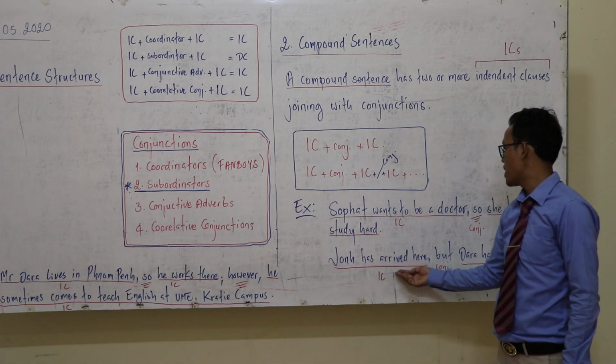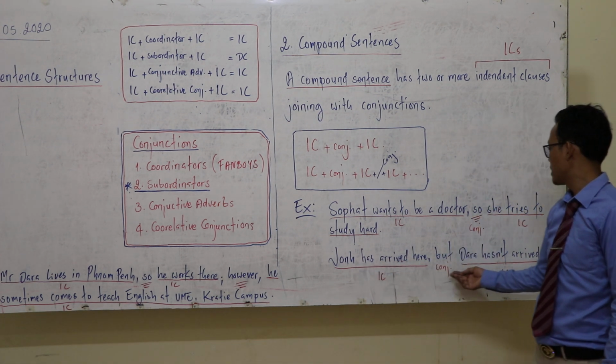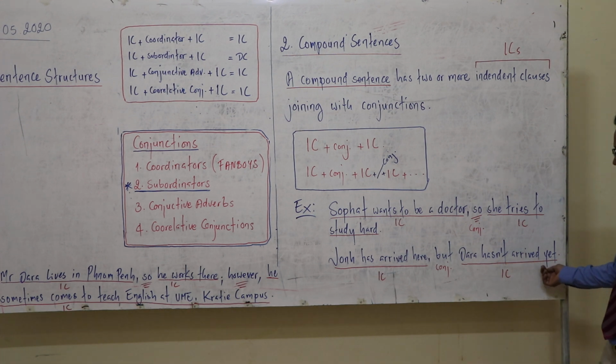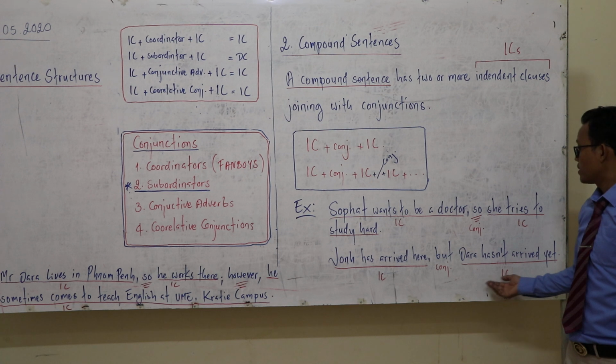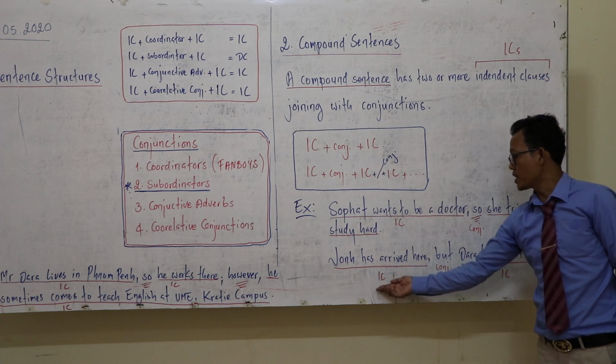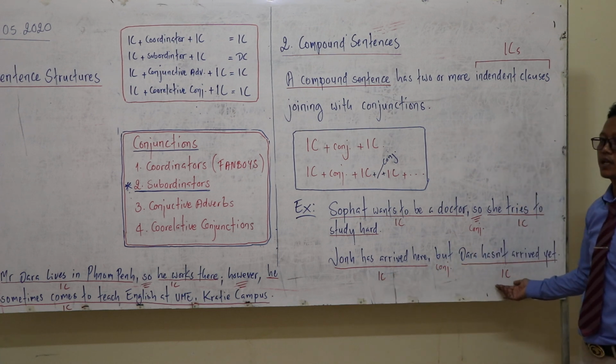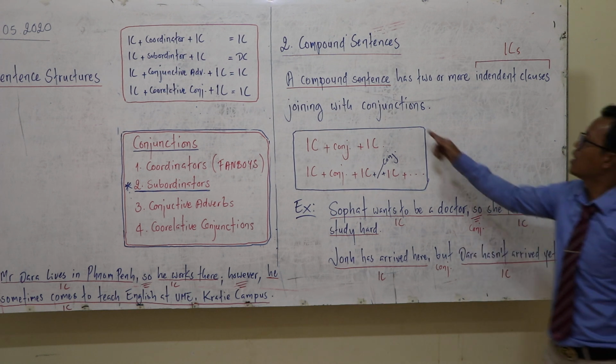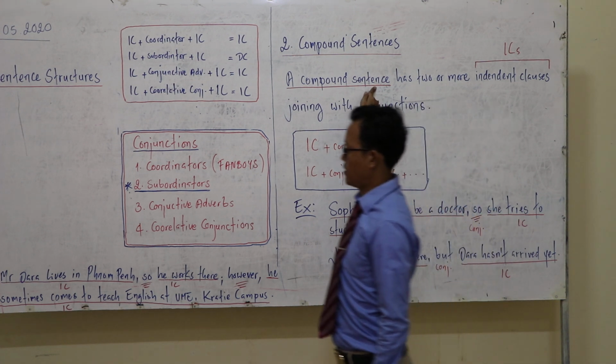John has arrived here, but Dara hasn't arrived yet. This one is an IC, and this one is another IC. So 2 ICs. We call it a compound sentence.